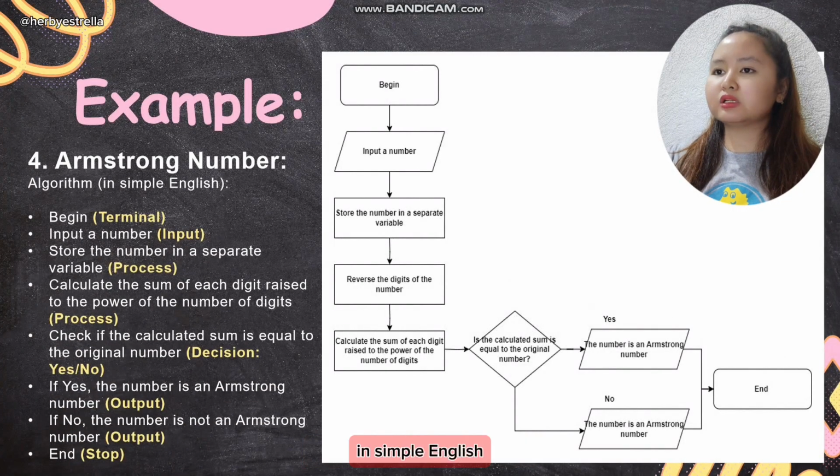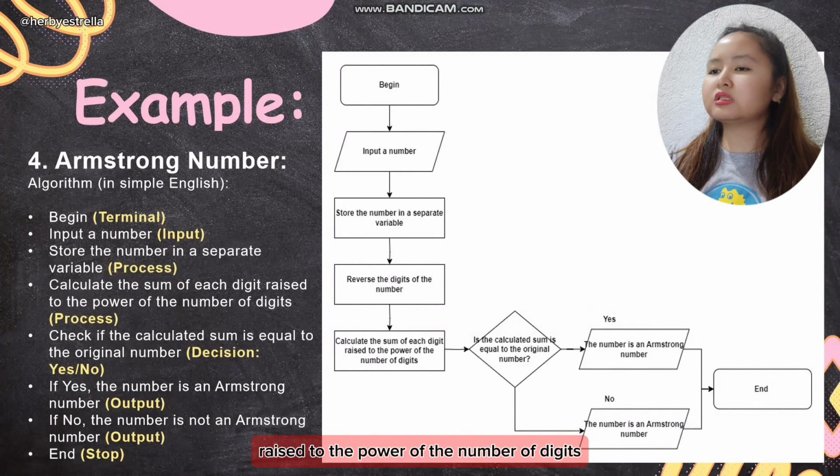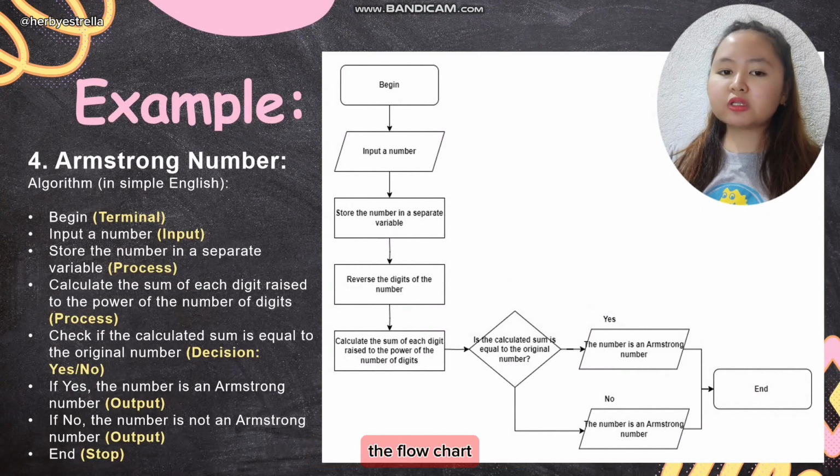Algorithm in simple English. To determine if a number is an Armstrong number, begin by inputting the number and storing it separately. Then calculate the sum of each digit raised to the power of the number of digits in the number. Check if this sum equals the original number. If it does, the number is an Armstrong number. Otherwise, it is not. Finally, conclude the process. The flowchart for this number is seen in this picture.